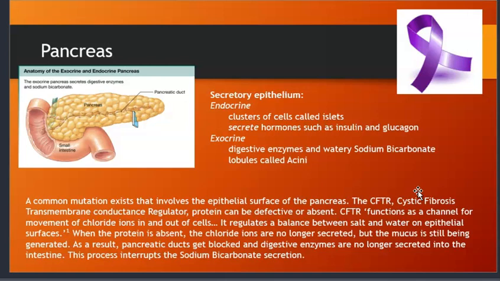So when the protein is absent, the chloride ions are no longer secreted, and that mucus is built up because it's just being generated and it's not being broken down by those chloride ions or mixed up together. As a result, that mucus buildup ends up blocking your pancreatic ducts, and the digestive enzymes are no longer secreted into the intestine. This also interrupts the sodium bicarbonate secretion. Here I have included the purple ribbon, which is known for cystic fibrosis awareness, but it also is a symbol for pancreatic cancer.